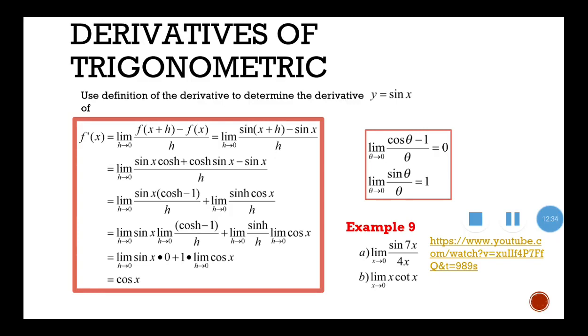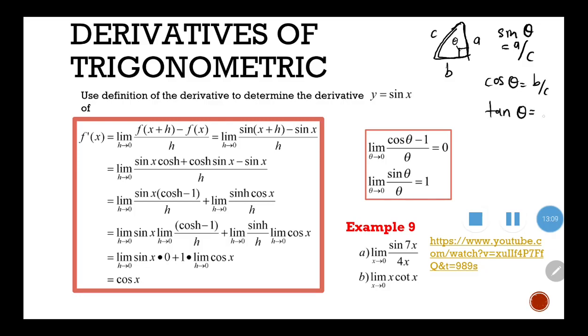Okay, so now let's just recap here. Let's say this is a basic trigonometry triangle. This is B, A, and C. So sin theta is what, guys? A over C. So this is theta, okay? And cos theta is B over C, and tan theta is A over B.